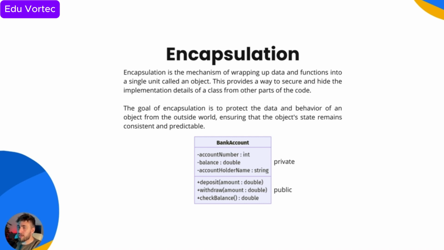In summary, encapsulation is a fundamental principle of object-oriented programming that helps to secure and hide the implementation details of a class from the outside world, promoting the separation of concerns and allowing us to create clean, maintainable, and reusable code.